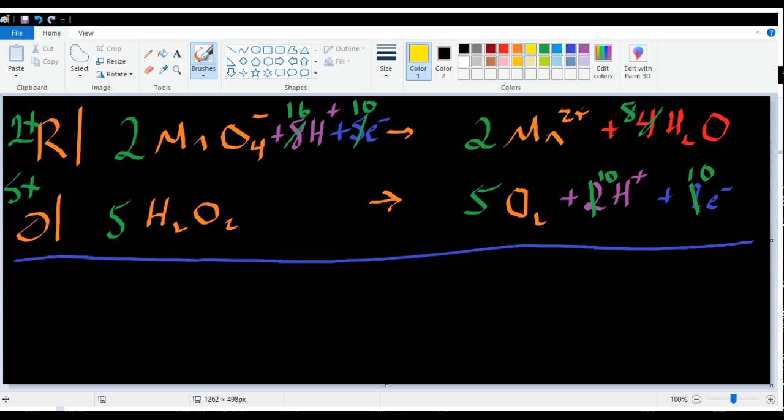So, the only thing that will definitely cancel out perfectly, absolutely, for definite, is going to be your electrons, because it's designed that way. So 10 electrons on the left, 10 electrons on the right, they cancel out, they disappear.